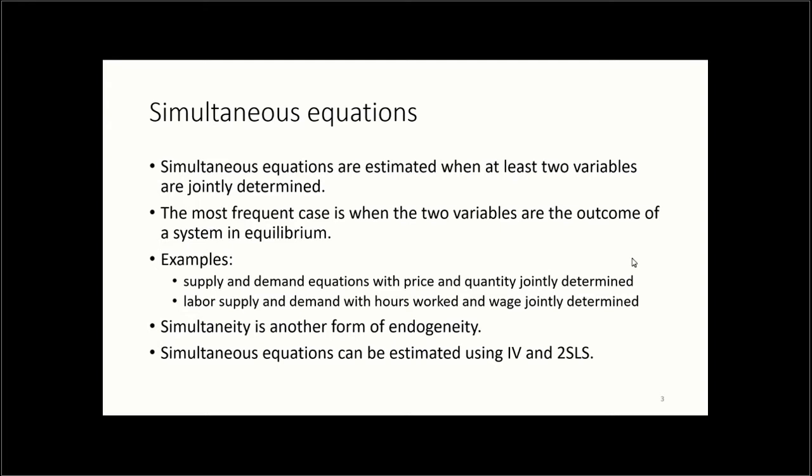Simultaneous equations are estimated when at least two variables are jointly determined. So the most frequent case is when we have two variables that are the outcomes of a system in equilibrium. As examples, we could have supply and demand equations for price and quantity that are jointly determined. So price determines quantity and then the quantity determines the price.